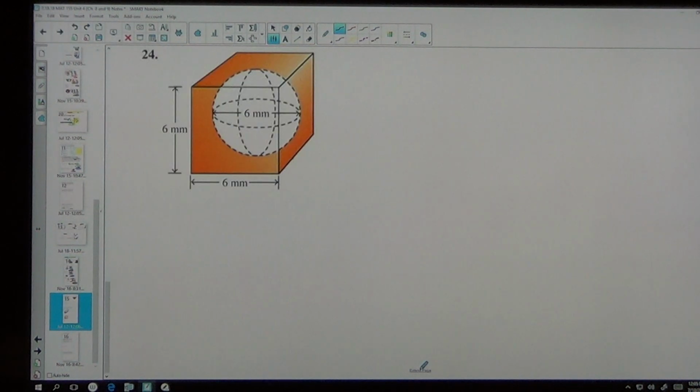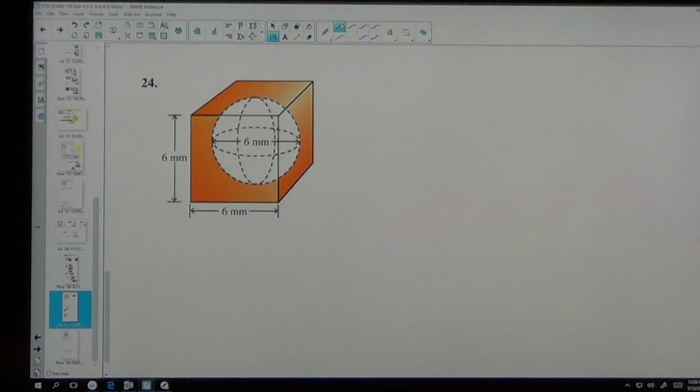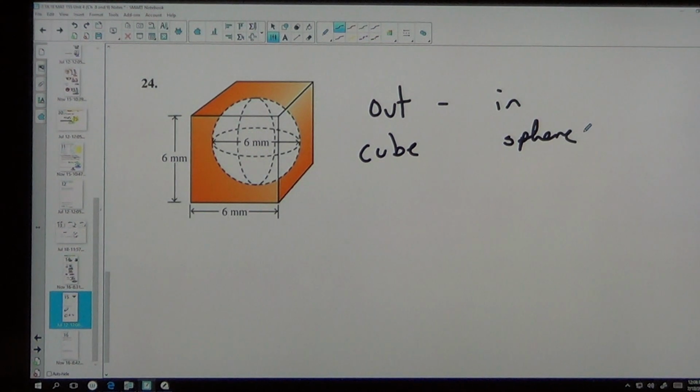All right, look at this one. This is just like what we did with area. Don't freak out on me. What is your outside shape and what is your inside shape? A cube and a sphere, which is a ball. The formula for a cube is length times width times height. The formula for a sphere is 4/3 pi r cubed. What is the length, width, and height of my cube?